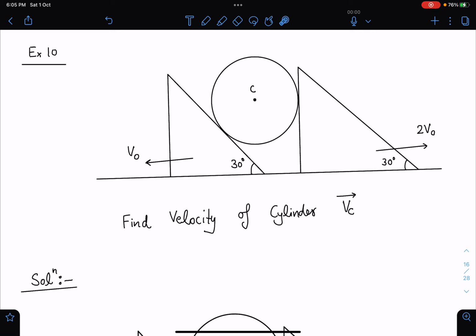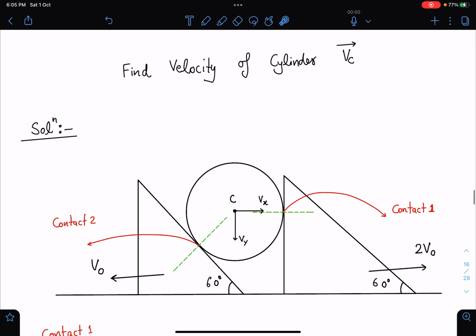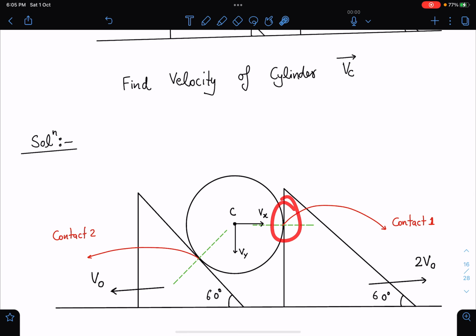I will apply that when two rigid bodies are in contact, their velocities along the common normal are going to be the same. So let's see, this is one normal, this is one normal. Unknowns are Vy and Vx, two equations, two unknowns. So let's check here. This is contact 1 and this is contact 2. So along the common normal, velocities we have to equate. If we see this contact 2, directly I can see Vx is 2v0.